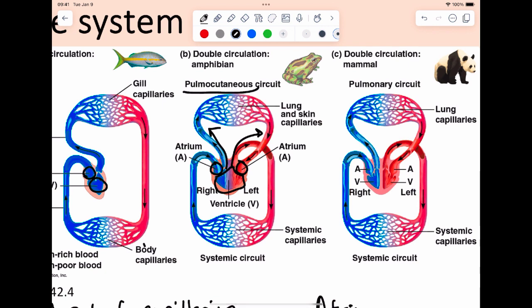Here this says pulmocutaneous, and that's because amphibians breathe through their skin. It's why you're not supposed to touch frogs, toads, salamanders, whatever, with your bare hands, because whatever you have on your hands, you are shoving it into their lungs. So you're not supposed to touch them with your hands.